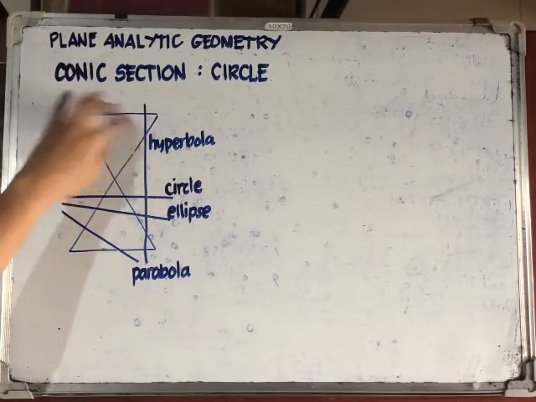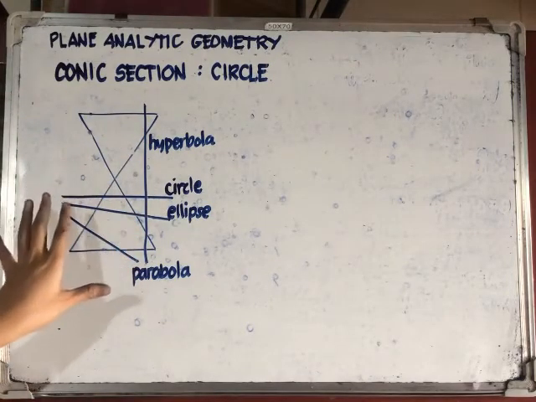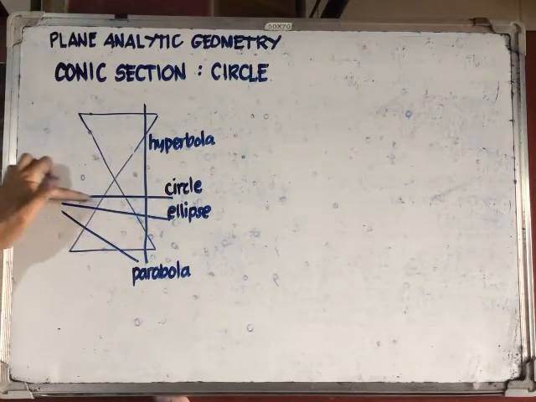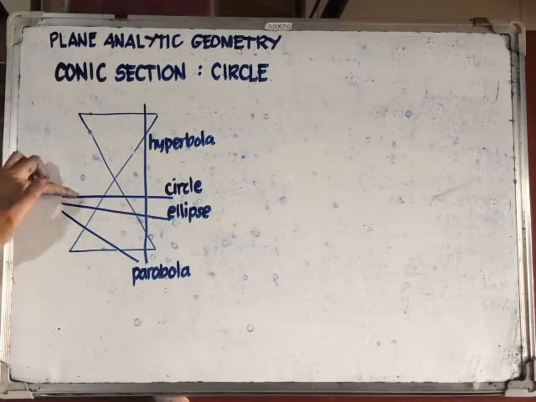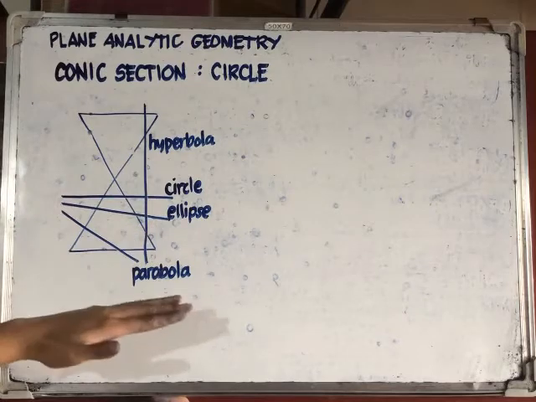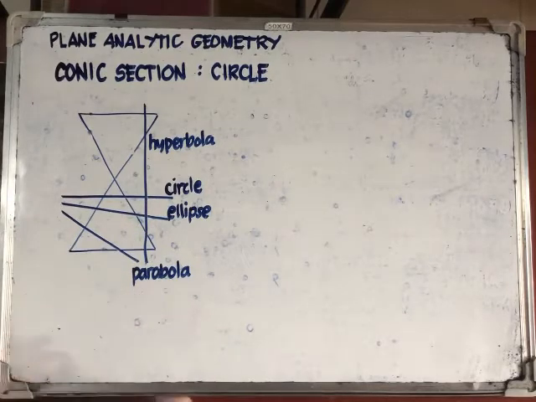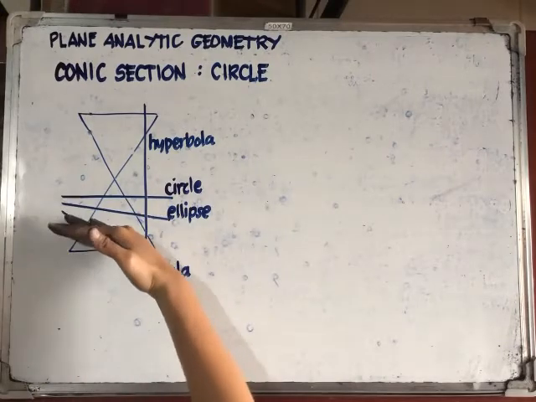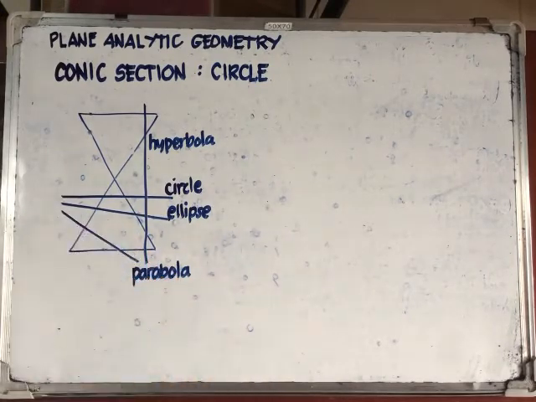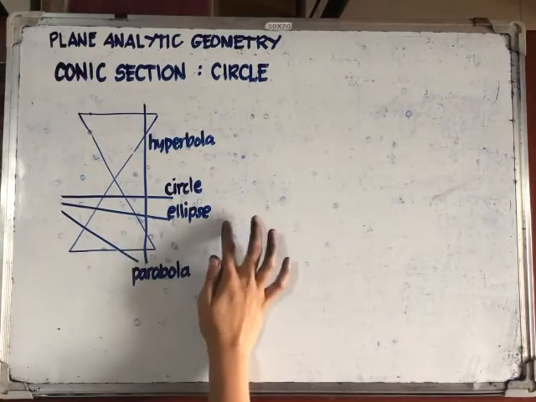So, halimbawa, meron kang section na ganyan. This is the front view of it. Nag-pass through ka ng plane mo dito, which is directly horizontal yan siya na nagpa-pass through. Circle ang mabubuo natin dyan. And if iti-tilt mo siya ng kaunti, medyo paslant na siya ngayon yung plane, ellipse ang mabubuo natin.